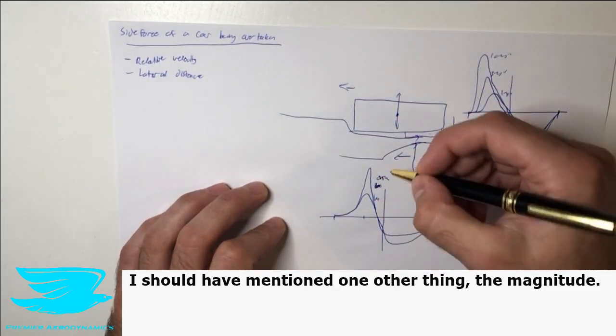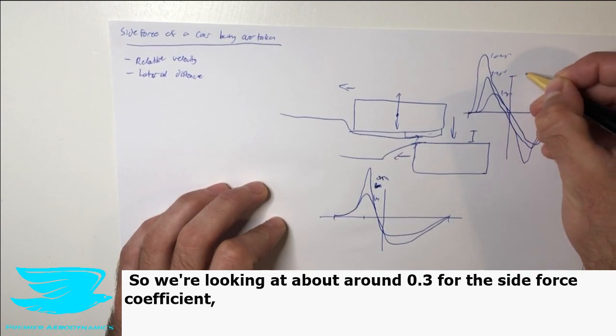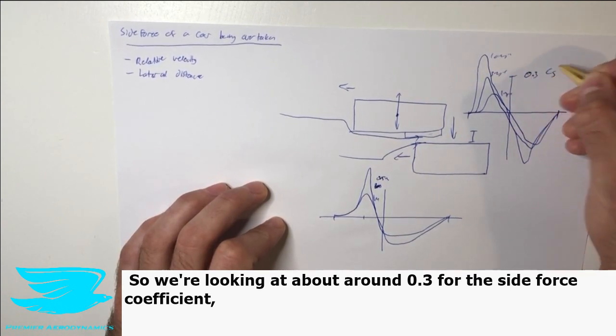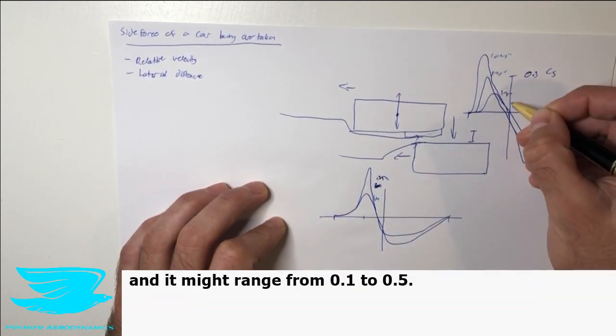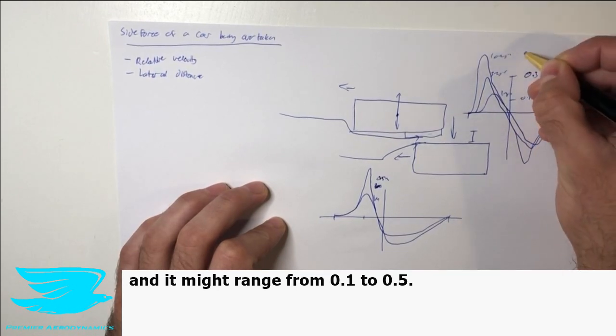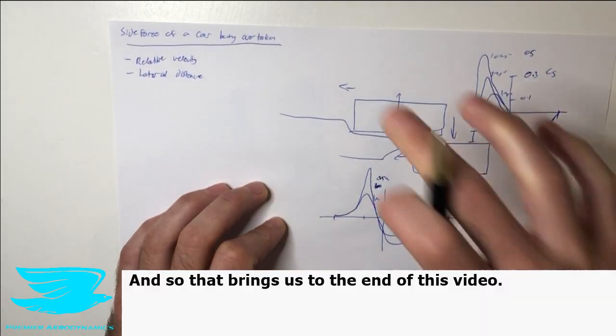I should also mention one other thing, the magnitude. We're looking at about 0.3 for the side force coefficient, and it might range from 0.1 to 0.5. And so that brings us to the end of this video.